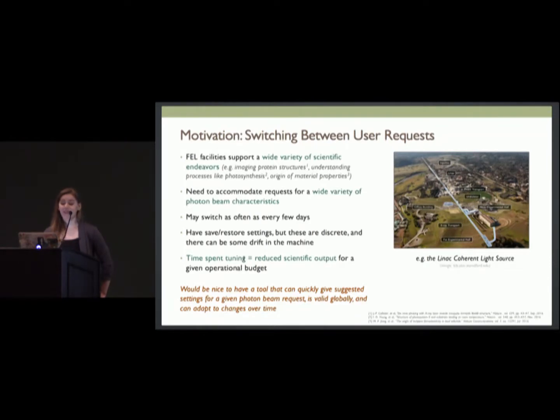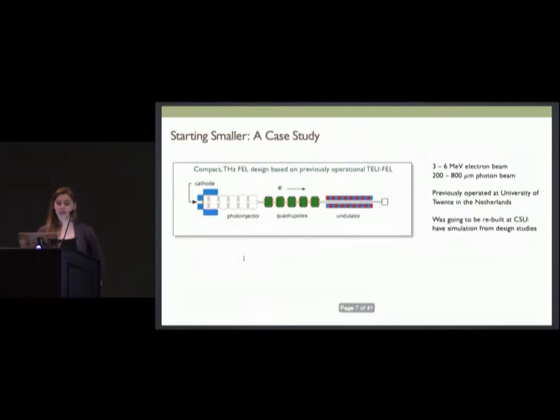So it would be really nice to have some sort of tool that can give suggested settings for a particular photon beam request. It'd be nice if this could be valid over the whole parameter space, and also if you could update it over time as you visit new states. Doing this for something like LCLS right now is probably out of the question, just because it's so large in scale. So we decided to start with a smaller test case.